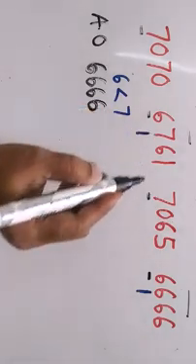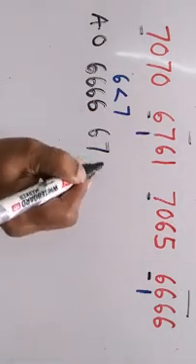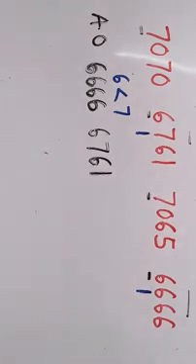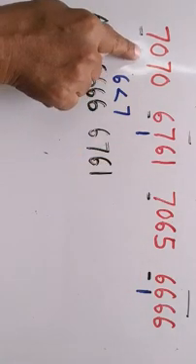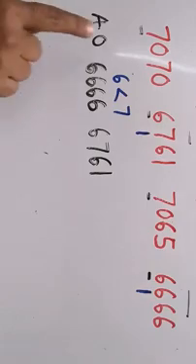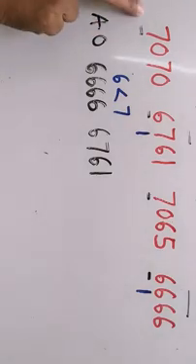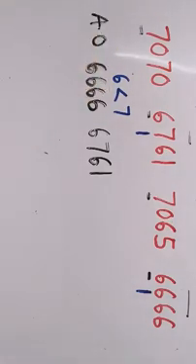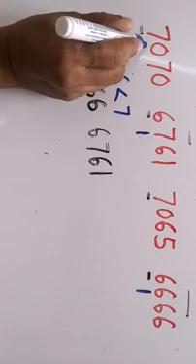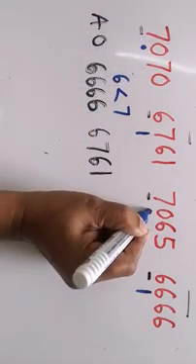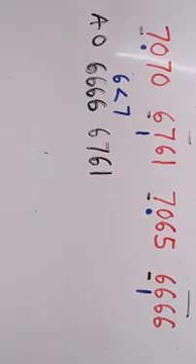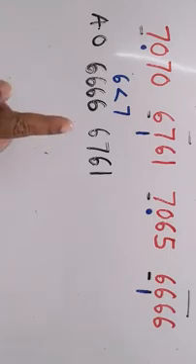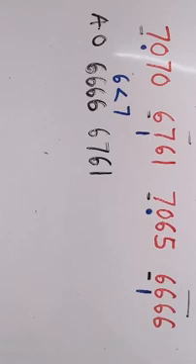Then which is the number? 6761. Okay. Now we are done with these two numbers. Now which two numbers are left, children? This and this, right? Now children, look here. In the thousands place 7 and 7, and in the hundreds place I am having 0 and 0, right?